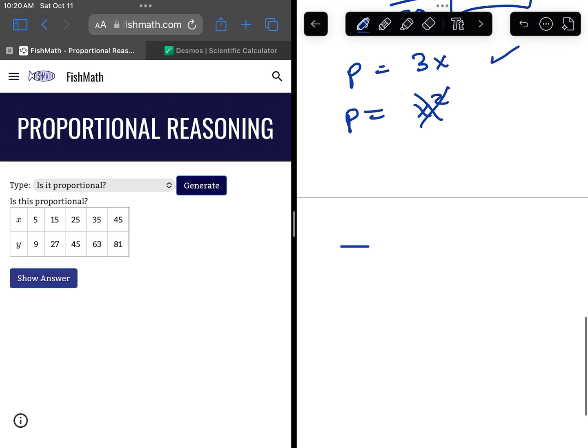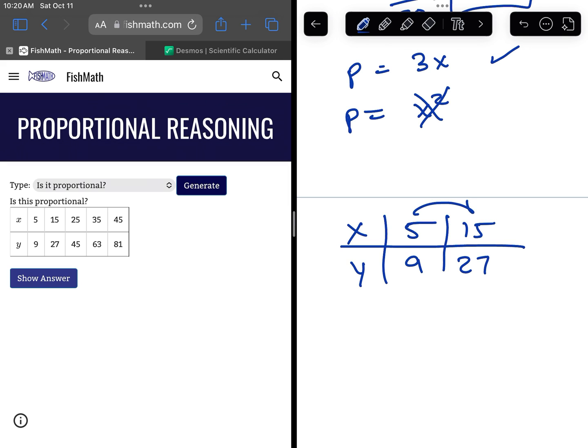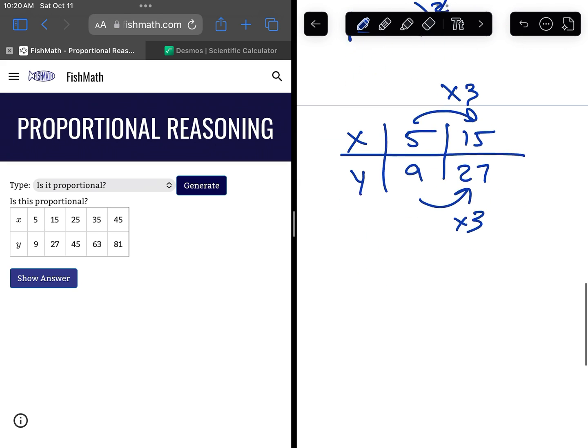This one's kind of interesting. We don't see the 0, 0. We don't see where x is 0. So we have to just do some other work to figure this one out. I like looking at the scaling here. This is times 3. This is times 3. So that tells us, yes, this is going to work.